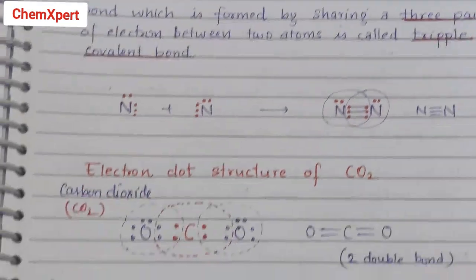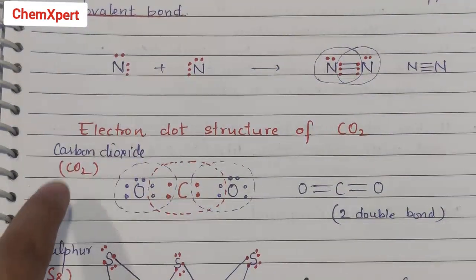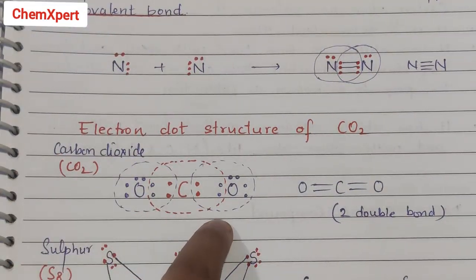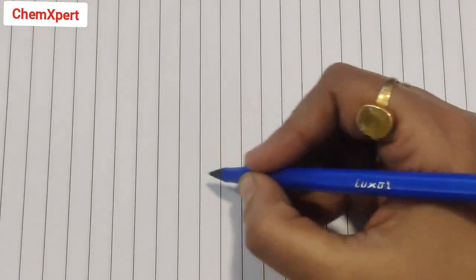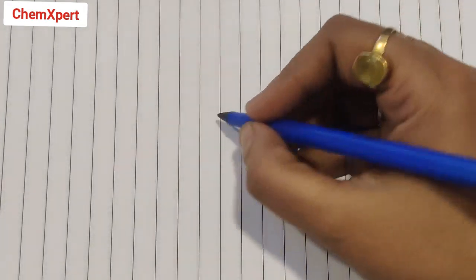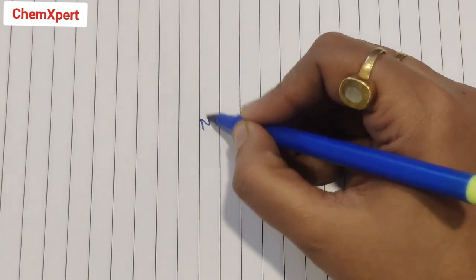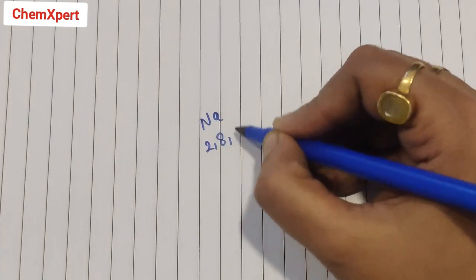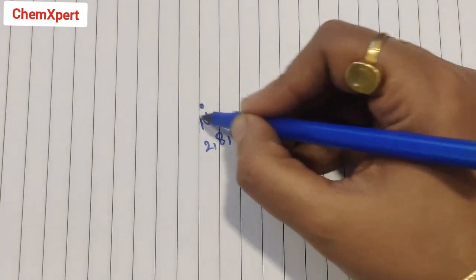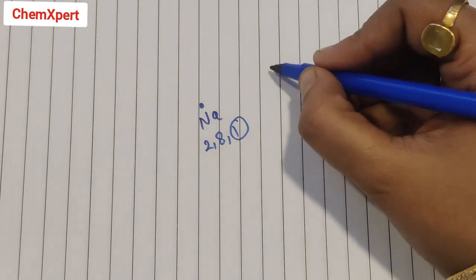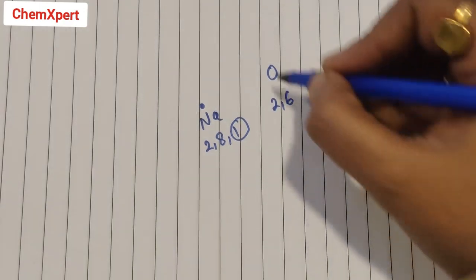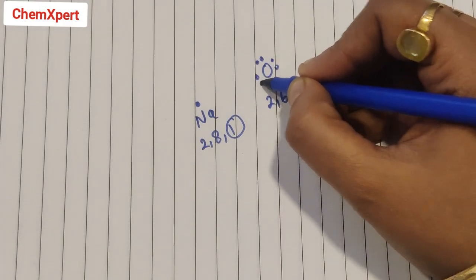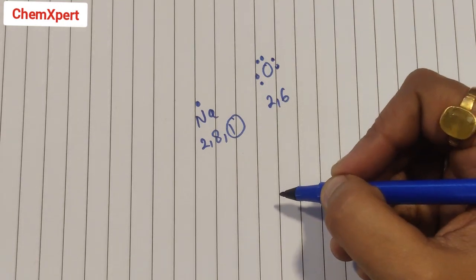So these are the questions which are framed in the CBSE. First, draw the electron dot structure of CO2. For the electron dot structure, you must remember that you have to write the symbol, and then just write the number of valence electrons. For example, sodium, electronic configuration is 2, 8, 1, so 1 dot represents its electron dot structure. Oxygen, atomic number 8, configuration will be 2, 6. So 6 dots are the electron dot structure of this element.